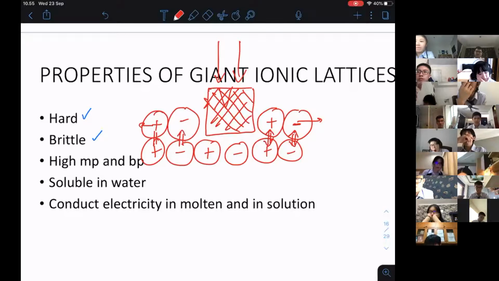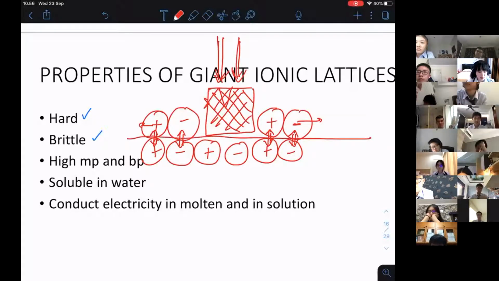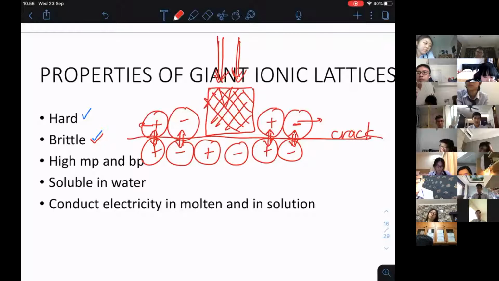When they push each other, with that force of impact, the lattice will crack open, and there will be a chain reaction until they crack and break. This is what we call brittle. It is brittle because new bonds cannot be formed anymore, since the same charges are arranged side by side. That's the problem with giant ionic lattices.